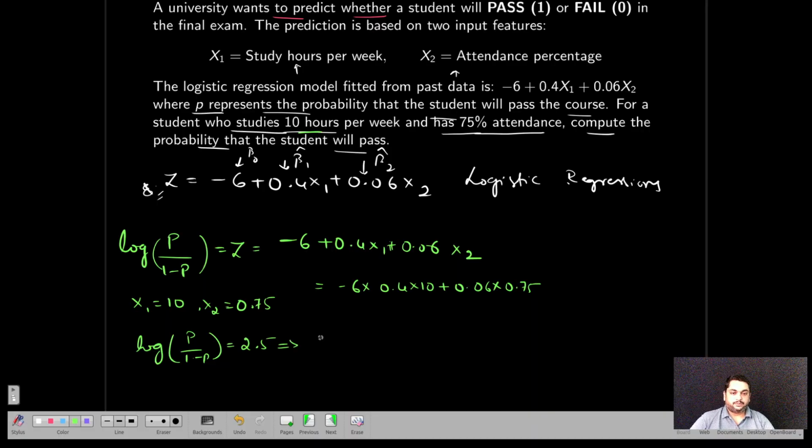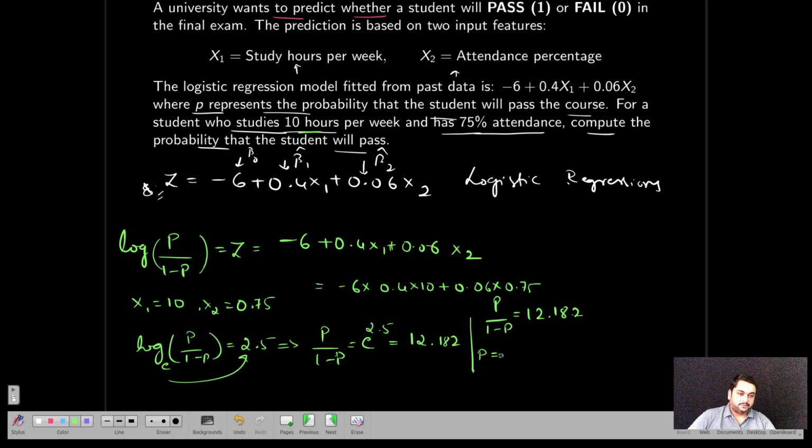That implies p by 1 minus p is equal to, this is base e, right? So I can take it to the power, e power 2.5, which is equal to 12.182. Now you find the probability of passing. So p by 1 minus p equals 12.182. You can substitute and do it, but to simplify this equation, p is 1 by 1 plus e power minus z.